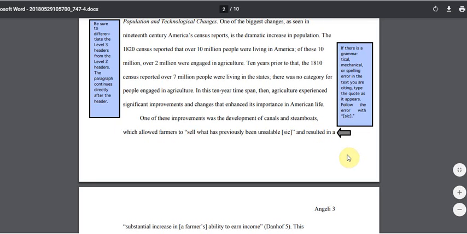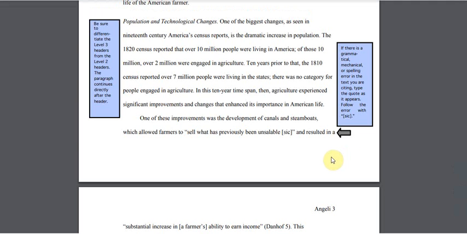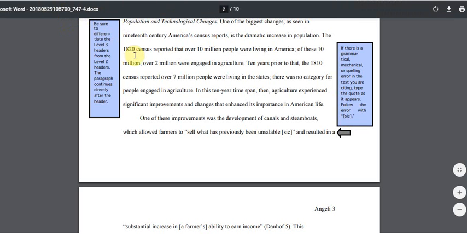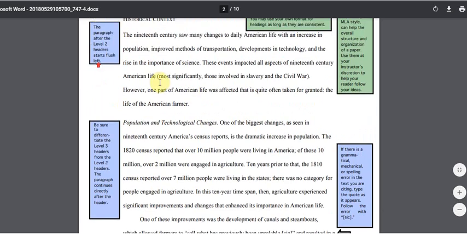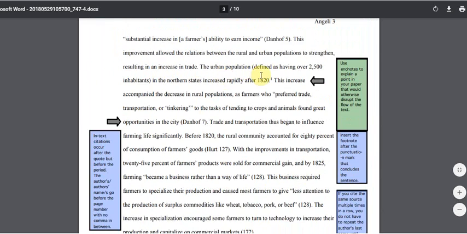If there's a grammatical, mechanical, or spelling error in the text you are citing, type the quote as it appears. This is important to know. Follow the error with SIC, right? Be sure to differentiate the level 3 headers from the level 2 headers. And again, that would not be something you need to worry about if you're not going to use headers.